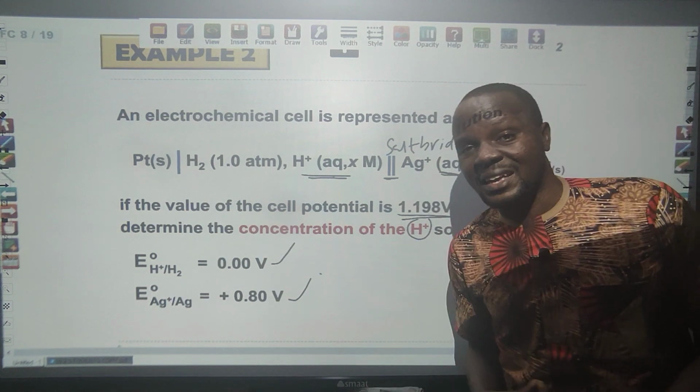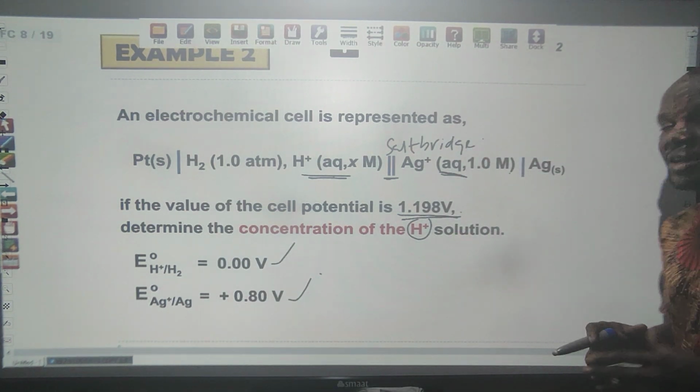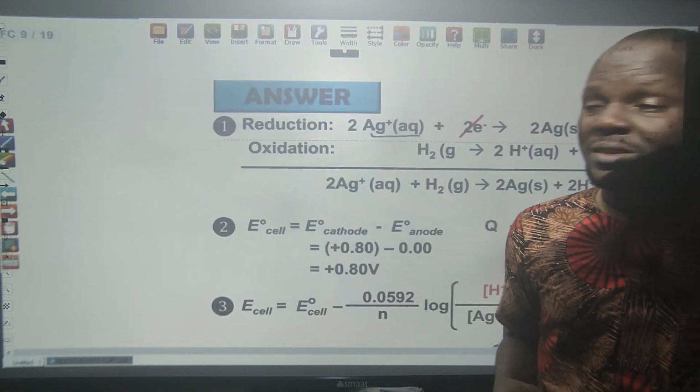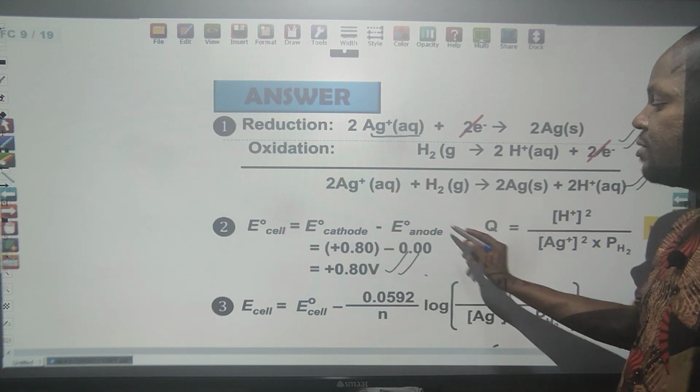So to get the standard E.m.f. of the cell, it's just this minus this. Please, I told you the number of moles does not have an effect on the standard E.m.f. of the cell, so we don't consider 2 moles or whatever. So we subtract this from this, and by and large we have this answer.